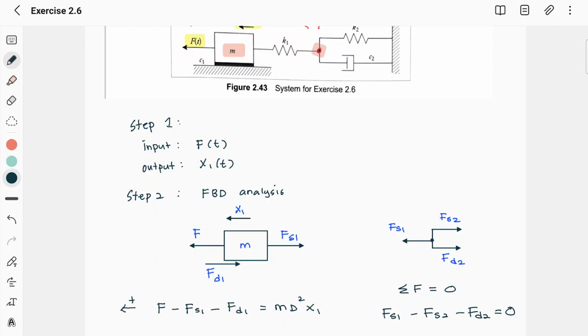For the force analysis at the connecting point, the summation of reaction force at the connecting point must equal to 0. This is to ensure the components remain connected together. Therefore, the equation at the connecting point is Fs1 minus Fs2 minus Fd2 equal to 0.